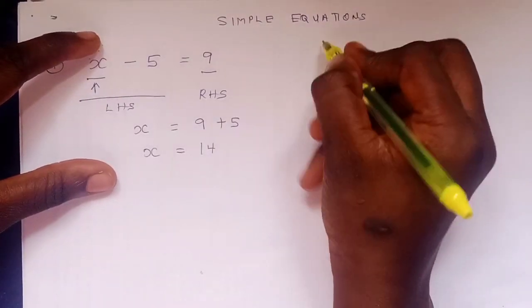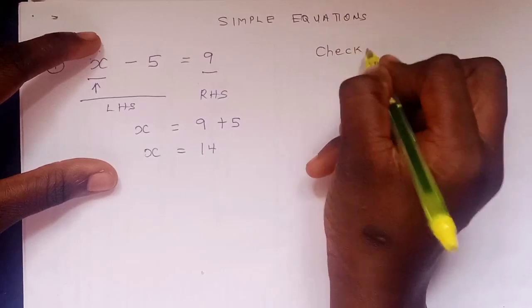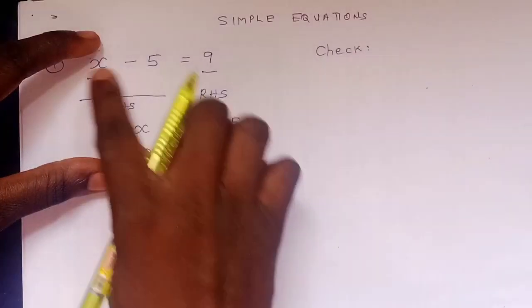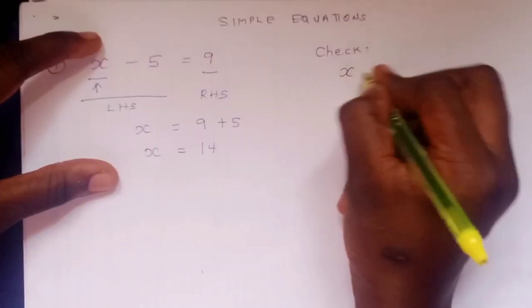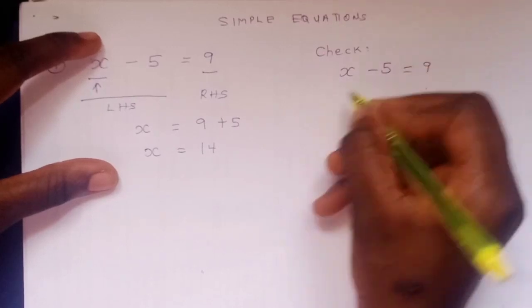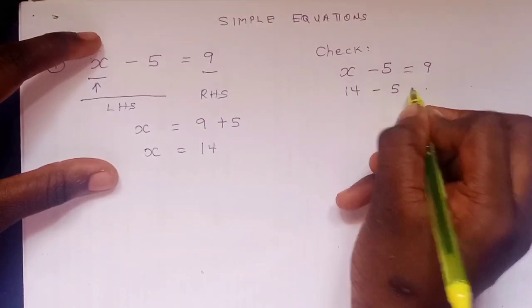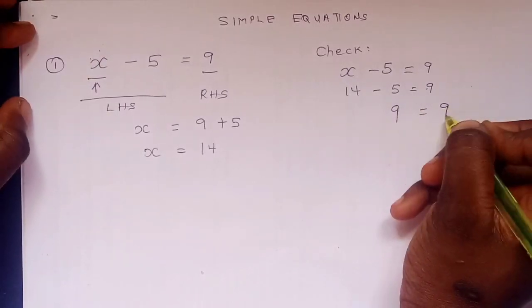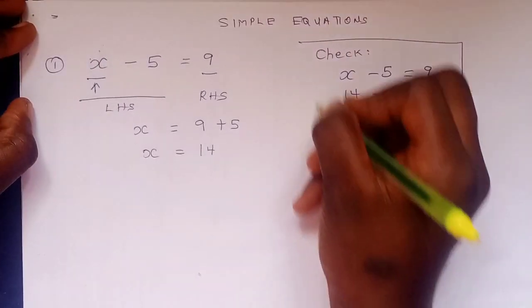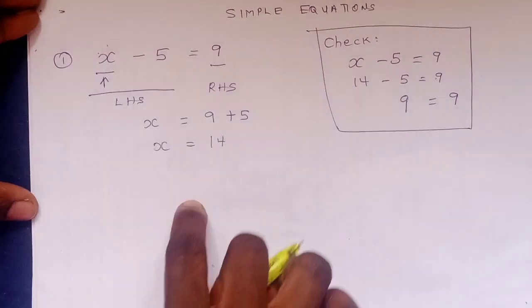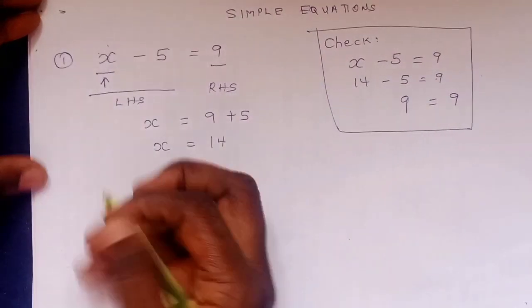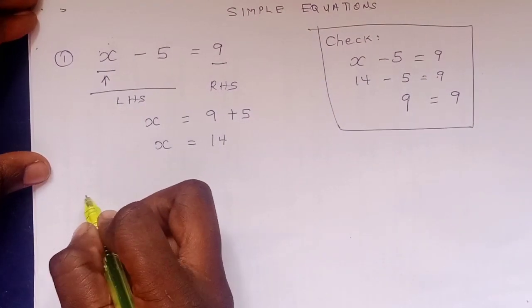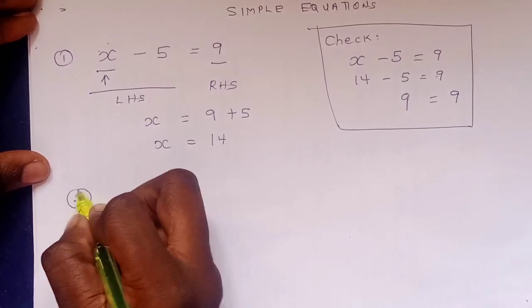And to check if you are correct, you substitute 14 for x in this equation. X minus 5 equals 9. 14 minus 5 equals 9. And 14 minus 5 is 9. So 9 is equal to 9. This equation is correct. So the correct value for x is 14. Now, let's move on to the second example.